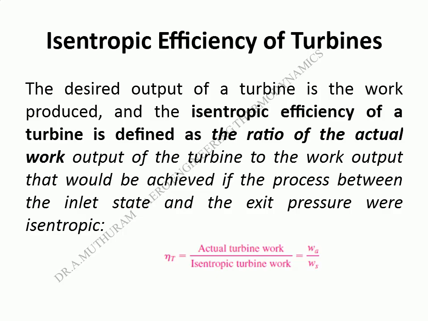The desired output of a turbine is the work produced, and the isentropic efficiency of a turbine is defined as the ratio of the actual work output of the turbine to the work output that would be achieved if the process between the inlet state and the exit pressure were isentropic.